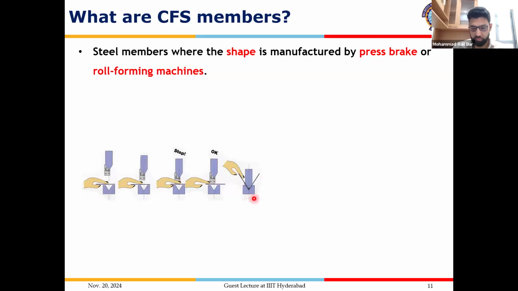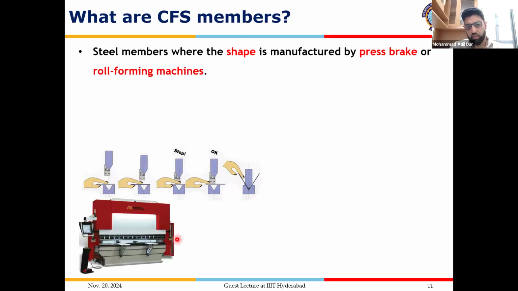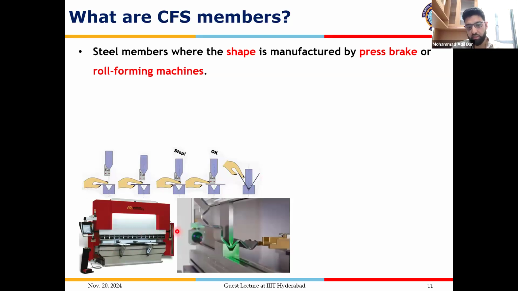These are the series of steps. This is a press brake equipment, how it looks in real practice, and this is press braking in action. Here you can see this intricate profile using a press brake equipment. Now, press brake equipment is used for small projects where you need a limited number of sections and profiles.